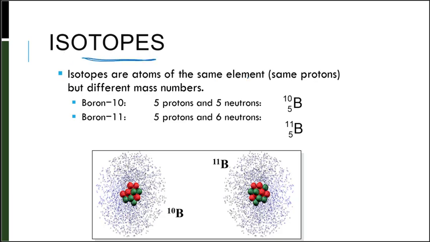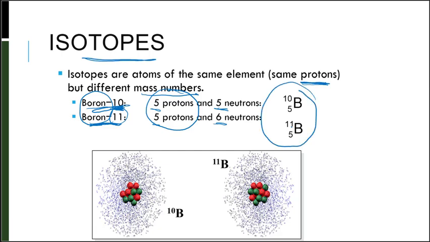Isotopes are atoms of the same element, so they have the same number of protons, but they have different mass numbers, so that means they have a different number of neutrons. For example, boron-10 and boron-11. Both are borons, so both have 5 protons, but if I take 10 minus 5, I get 5 neutrons. 11 minus 5 gives me 6 neutrons.